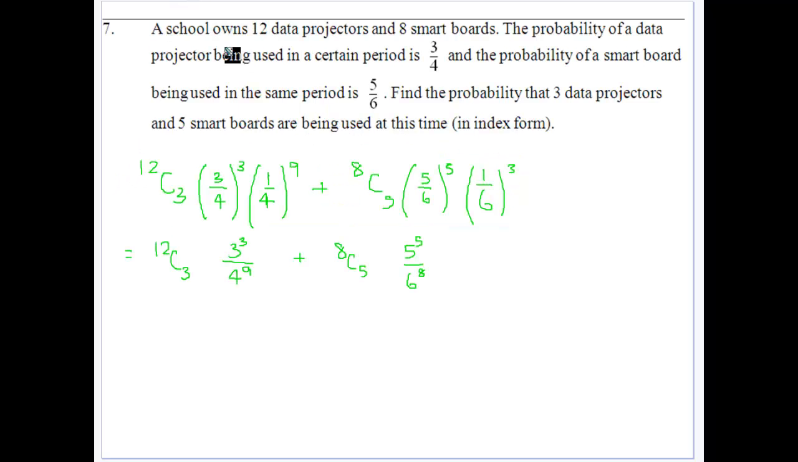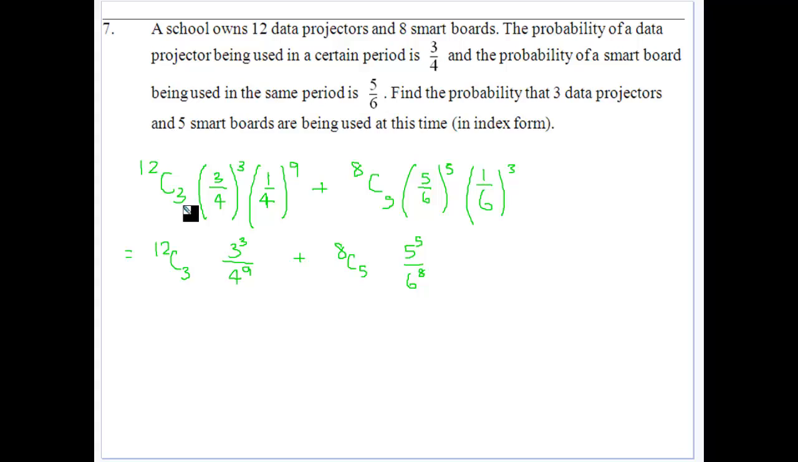And the last question here, we've got a school that owns 12 data projectors and 8 smartboards. The probability of a data projector being used in a certain period is 3/4. The probability of a smartboard being used in the same period is 5/6. What's the probability of 3 data projectors and 5 smartboards being used at the same time?